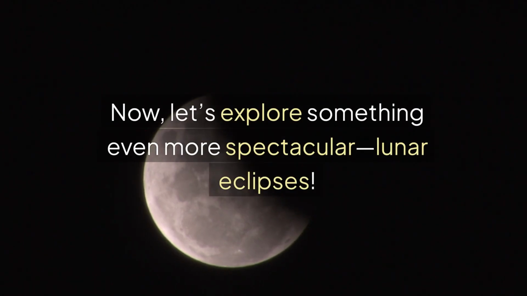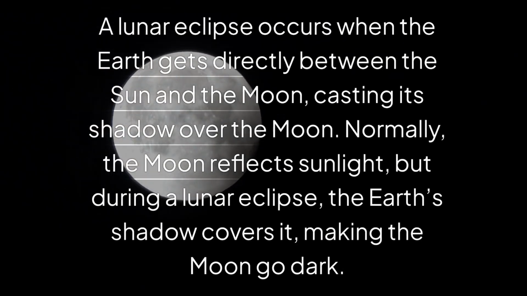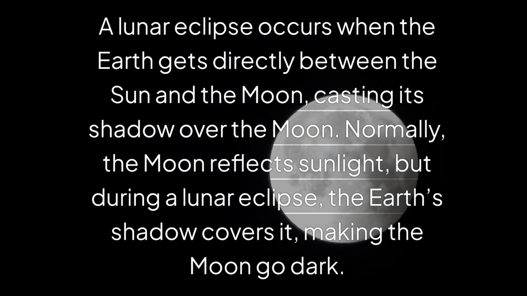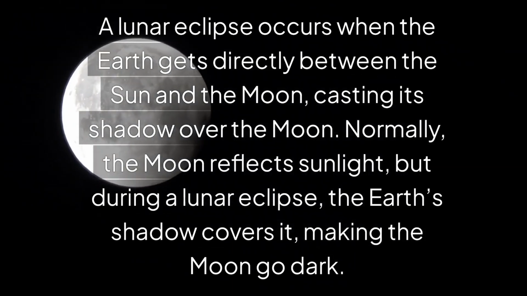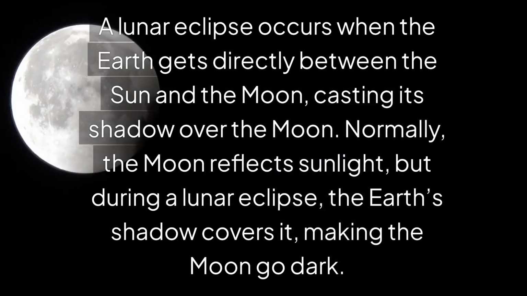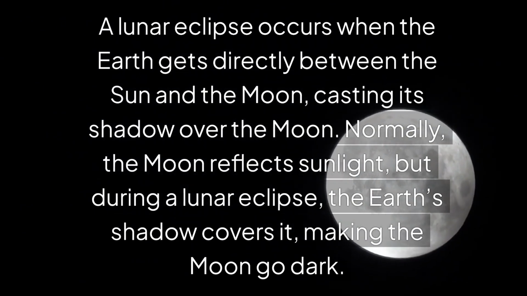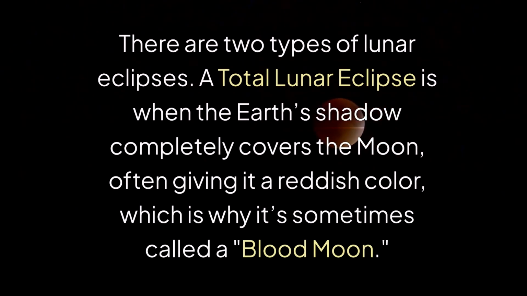Now, let's explore something even more spectacular: lunar eclipses. A lunar eclipse occurs when the Earth gets directly between the sun and the moon, casting its shadow over the moon. Normally, the moon reflects sunlight, but during a lunar eclipse, the Earth's shadow covers it, making the moon go dark. There are 2 types of lunar eclipses. A total lunar eclipse is when the Earth's shadow completely covers the moon, often giving it a reddish color, which is why it's sometimes called a blood moon.